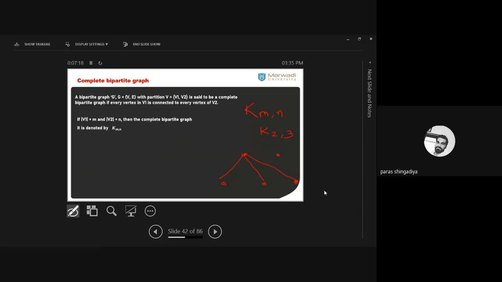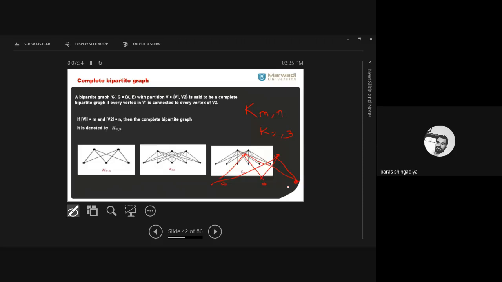So from here 3 edges will come out, because there are 3 vertices opposite. Same condition for the other vertex. So every vertex of one side should be connected to every vertex of the other side. This shape is known as a K2,3 shape. Clear? So here some examples are given. Here the first one is a K2,3 shape.